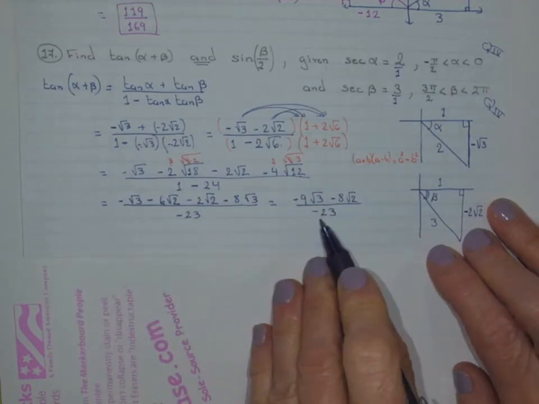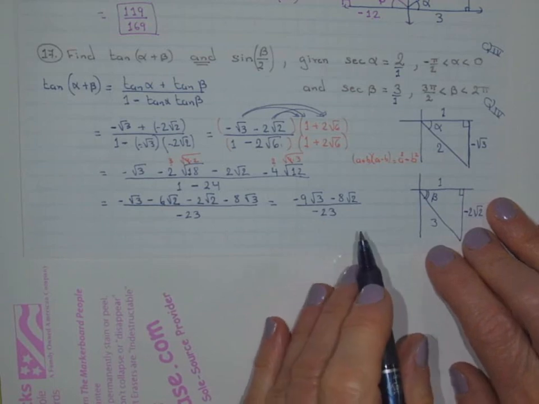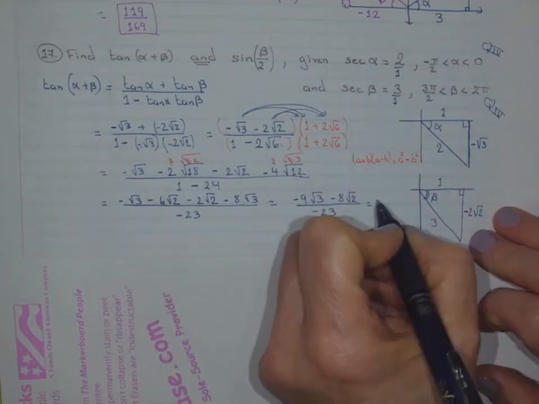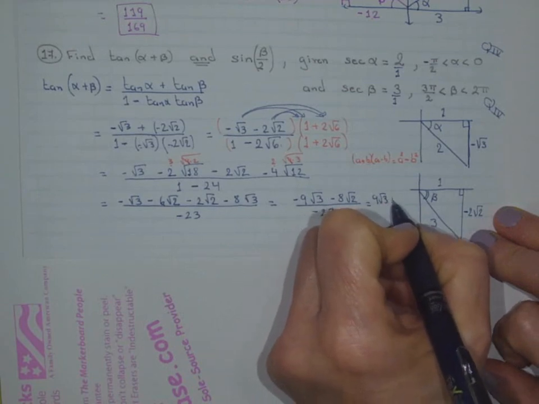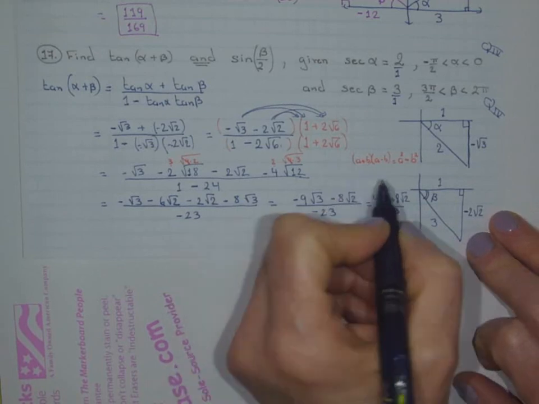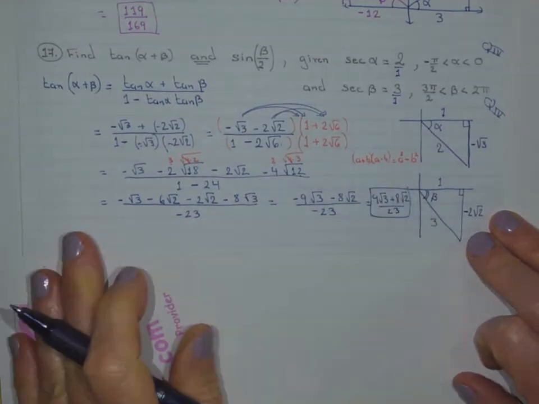We do not usually leave a single negative like that in the denominator, right? So we're going to divide everything by negative 1. So that becomes positive 9 square root of 3 plus 8 square root of 2, all over 23. That will be your answer for that one.